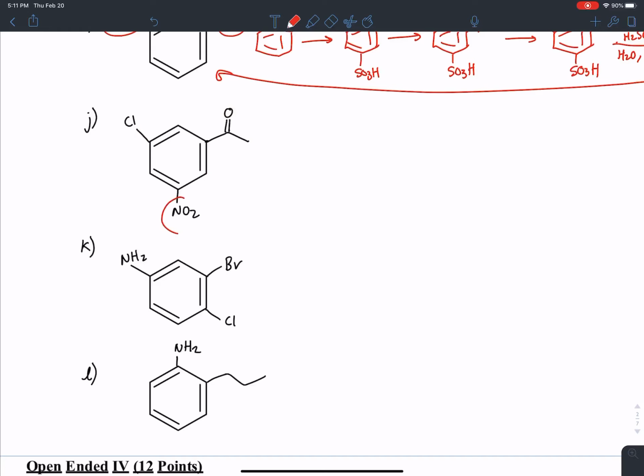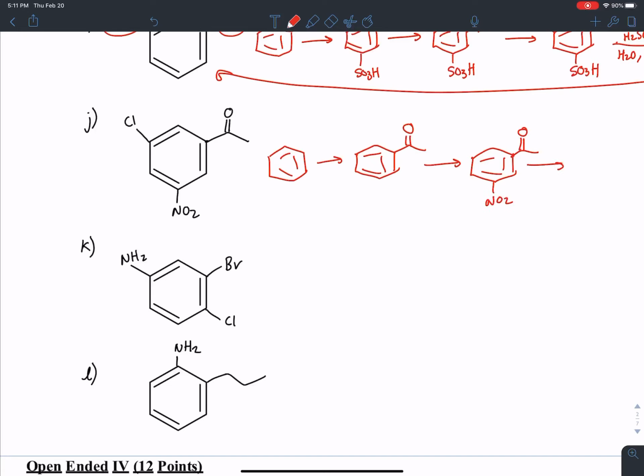Now again, you don't want to put NO2 first then this because it's not allowed. You can't do acylation or alkylation with a deactivator. So first we want to put this, then put the NO2, then put the Cl. That's the exact order. Any other order would mess up your reaction. You start with the benzene, you put your acyl compound first, then you put NO2, which goes meta, and then you put your Cl.